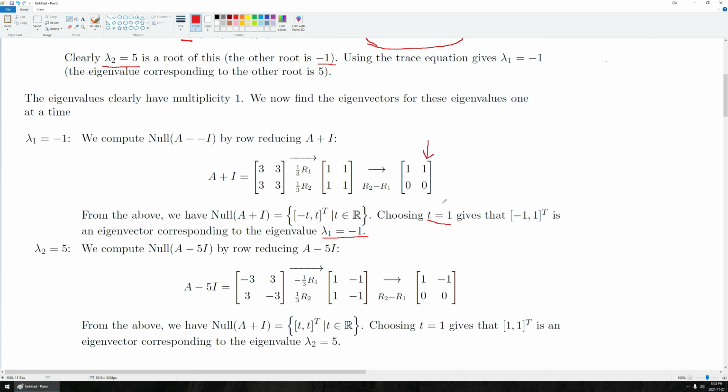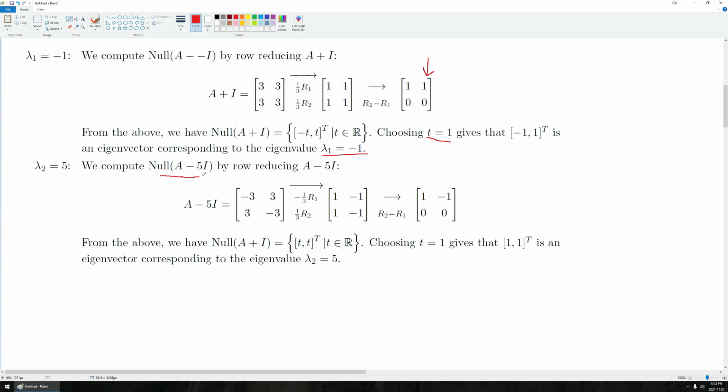So for lambda 2 is equal to 5, I do the same thing. I compute this null space, I row reduce this. Once I plug in this, that's my matrix. You can see pretty clearly under these two operations here, that is what this row reduces to. So here I get a free parameter for here, and my null space would simply be all vectors of the form t, t, where t is a real number. Okay, and again, I can just choose t is equal to 1. Any number other than 0 works. And thus I can see that this is going to be an eigenvector corresponding to lambda 2 is equal to 5.